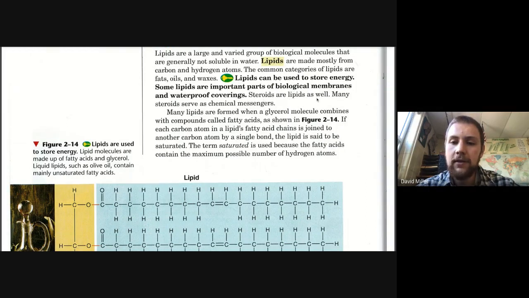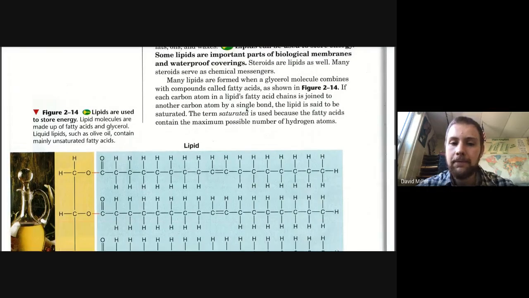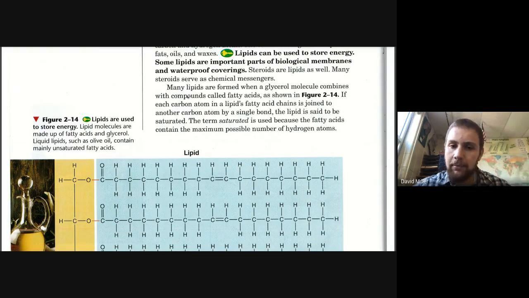Steroids are lipids as well. Many steroids serve as chemical messengers. Many lipids are formed when a glycerol molecule combines with compounds called fatty acids, as shown in Figure 2.14.